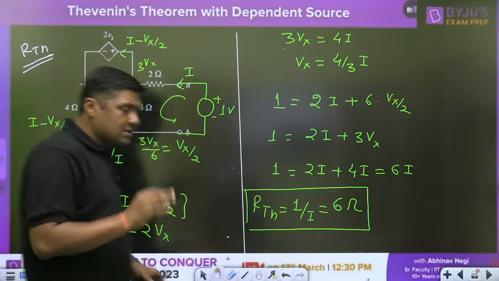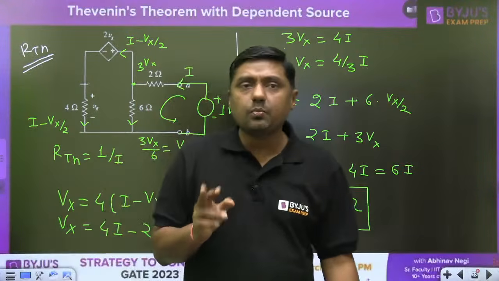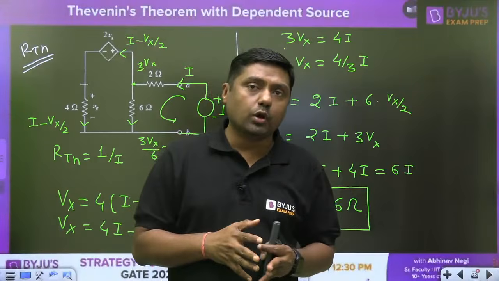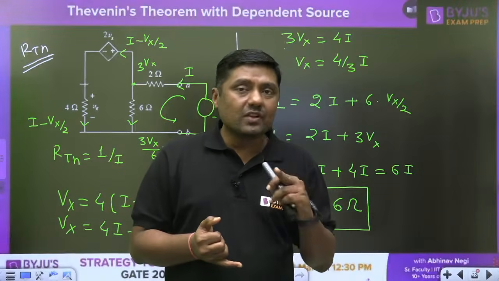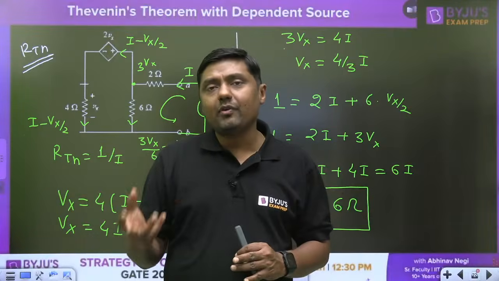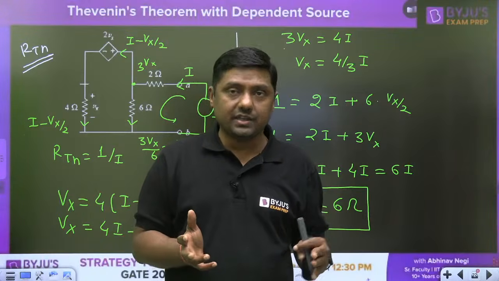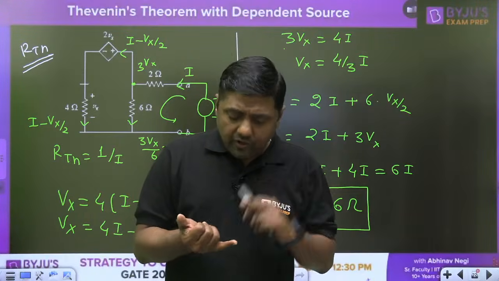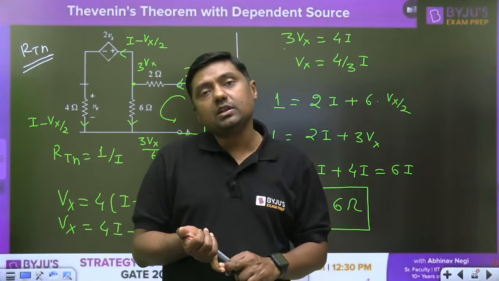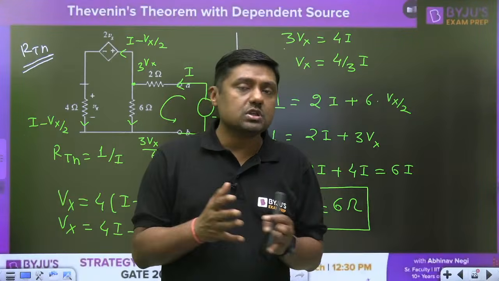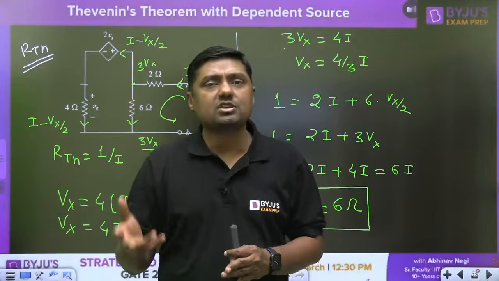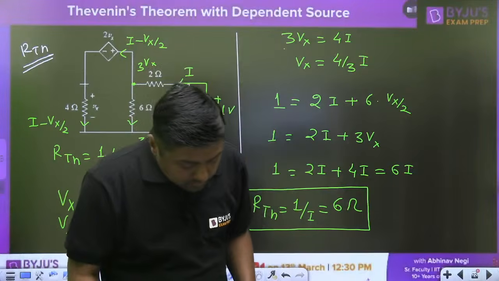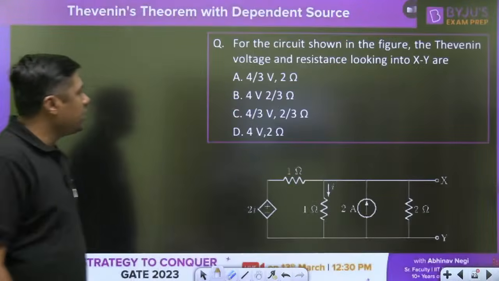For example, in the maximum power transfer theorem, we have to calculate what? VTH as well as RTH, right? And what should be the value of RL? RL should be equal to RTH. Then we already have to find the VOC. Then we can find the RTH by using VOC upon ISC. Then we can find the maximum power. That is the method. I think up to this point everything is clear.